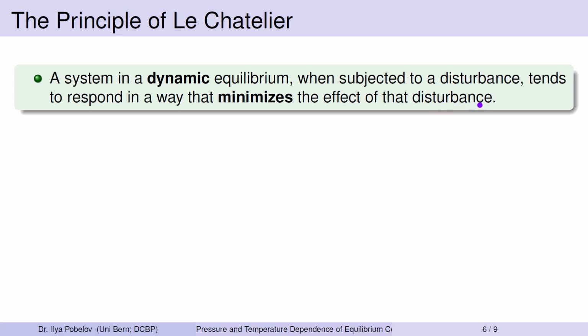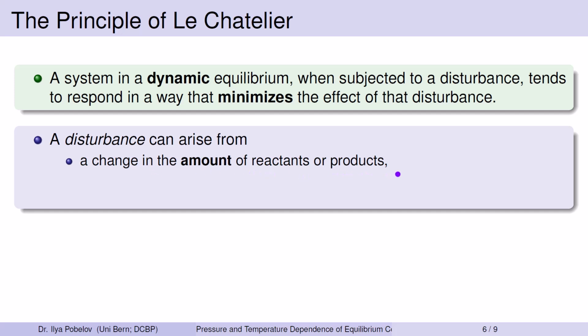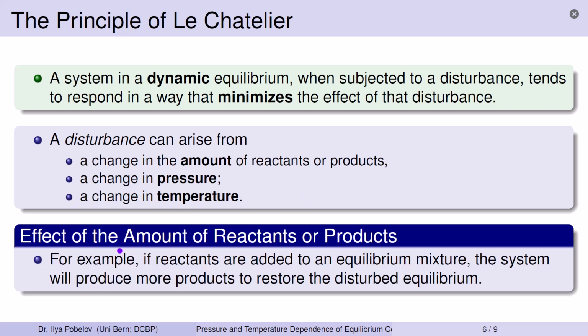Now, what would count as a disturbance? A disturbance can arise from a change in the amount of reactants or products, a change in pressure, or a change in temperature. For example, if reactants are added to an equilibrium mixture, the system will naturally proceed towards producing more products to restore the disturbed equilibrium.